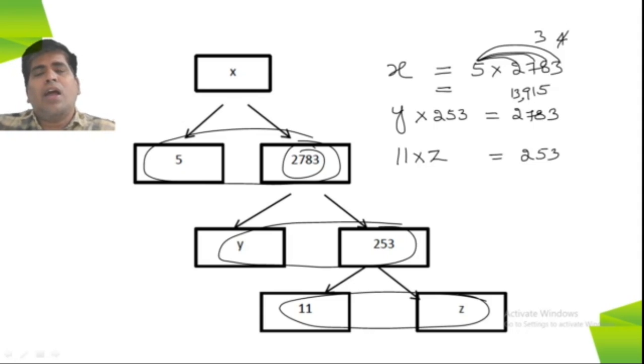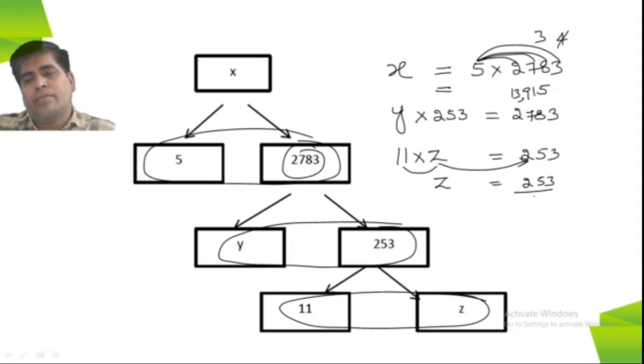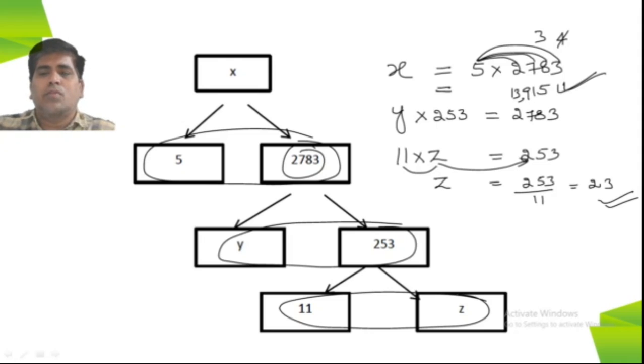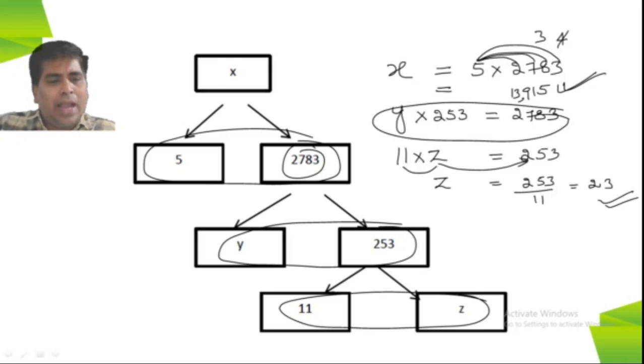Then what will be the value of z? I will calculate z first, after that y. So 11 into z is equal to 253. What is the value of z? Z is equal to 253 by 11. Divide by 11, you will get it as 2 11s are 22 and 11 3s are 33. So I got the x value, I got the z value. So I have to go for the y value.